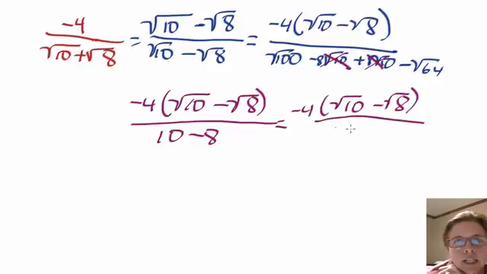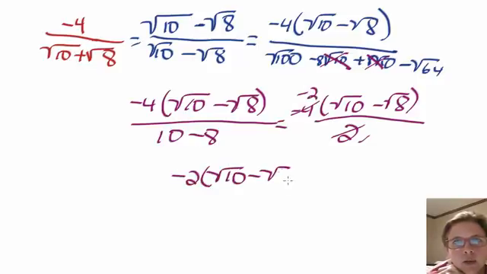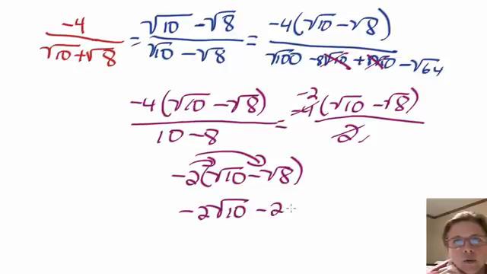Well, 10 minus 8 is 2, so then we can reduce. So we're left with negative 2 times the square root of 10 minus the square root of 8, and then we distribute that negative 2. So it becomes negative 2 square roots of 10 minus 2 square roots of 8.